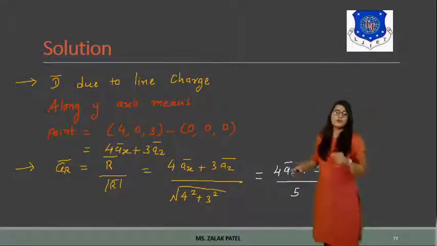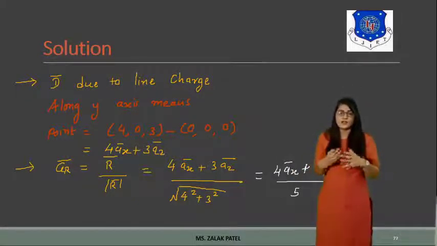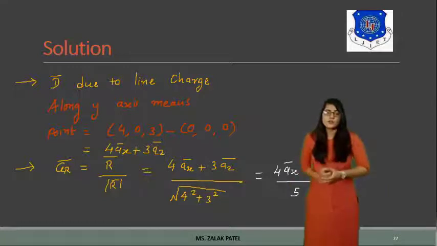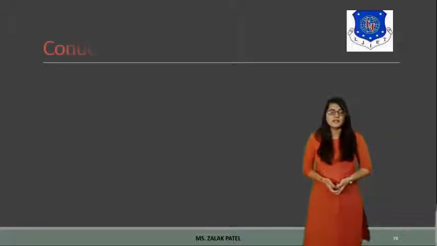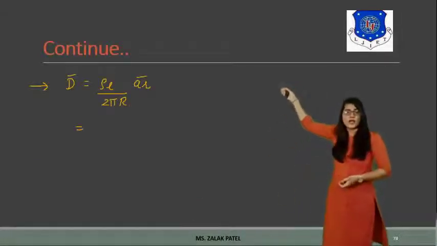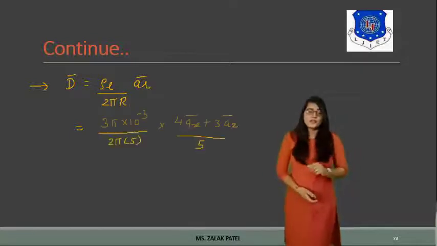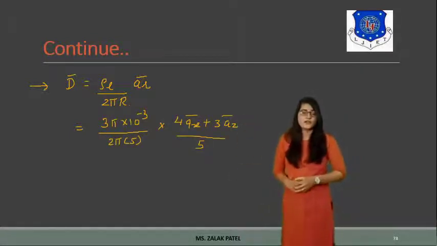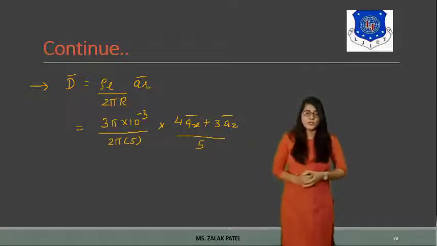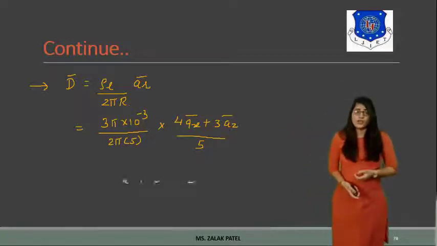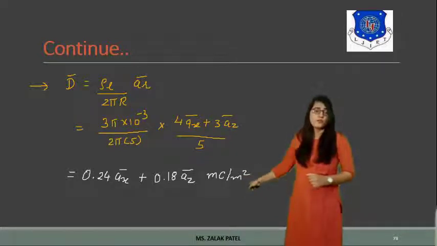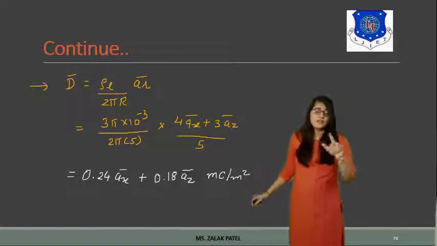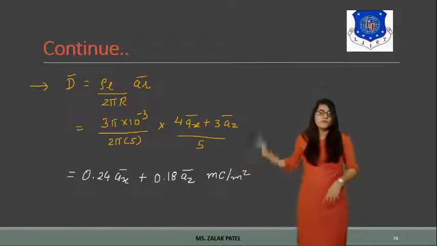So the distance is 4ax plus 3az. Again we find the unit vector by vector upon magnitude, and we get the answer like this. Now put this in the equation for the line charge, that is ρL upon 2πr aR bar. ρL is given, that is 3π into 10 raised to minus 3, over 2π into 5, into (4ax plus 3az) divided by 5. If you simplify this, you get the answer in millicoulomb per meter square. Don't forget to put the unit: flux density means flux per area, that is coulomb per meter square.